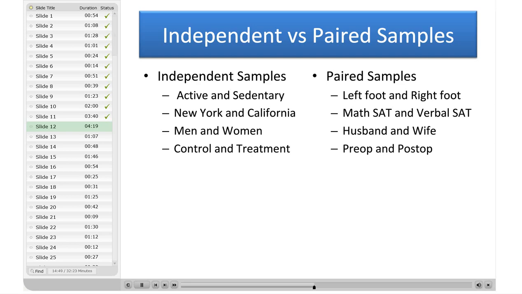Now, an interesting example of independent samples that comes up in statistical studies is the idea of a control group and a treatment group. That's when you are interested in, say, testing a drug. So you take a group of volunteers, you randomly divide them into a treatment group and a control group. You give the treatment group the medicine and you give the control group a placebo, and then you look at the results of that in order to determine if the drug is working or not.